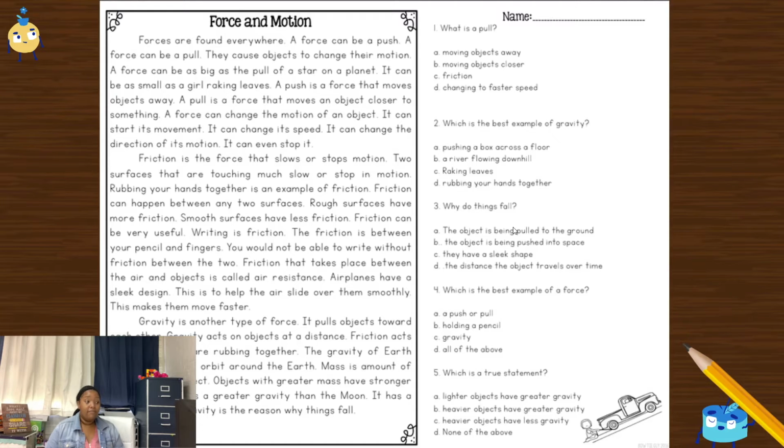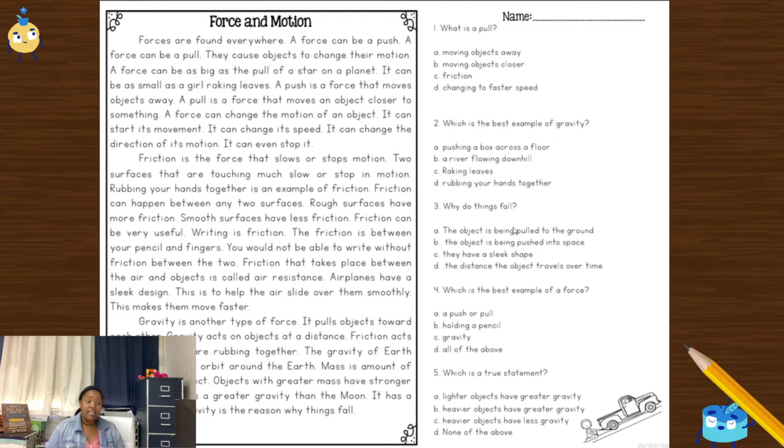Friction can be very useful. Writing is friction. The friction is between your pencil and your fingers. You would not be able to write without friction between the two. Friction that takes place between the air and objects is called air resistance. Airplanes have a sleek design. This is to help the air slide over them smoothly. This makes them move faster.